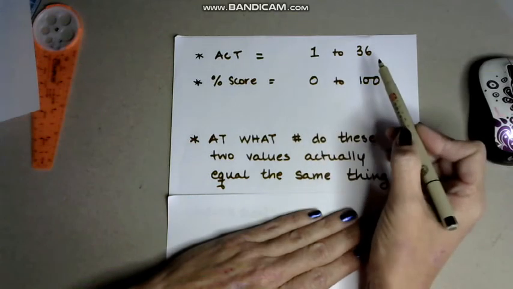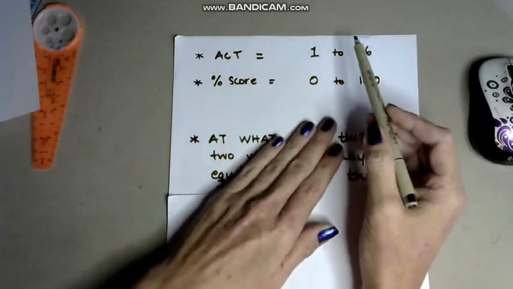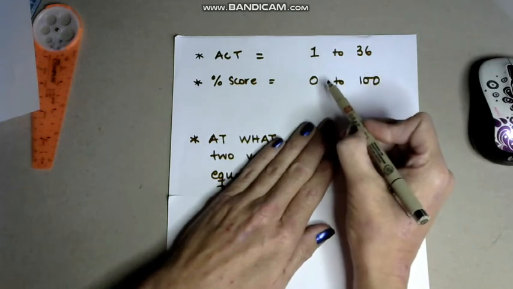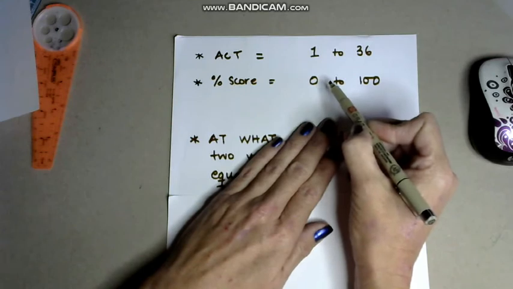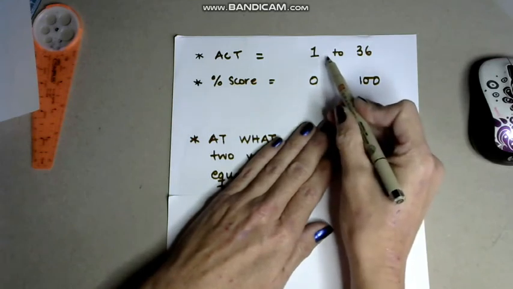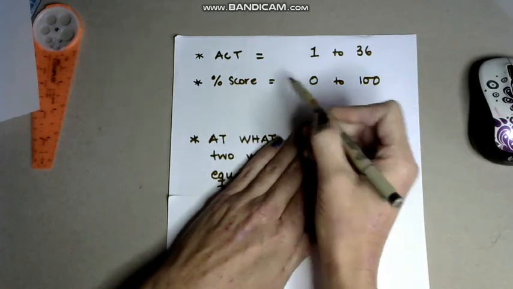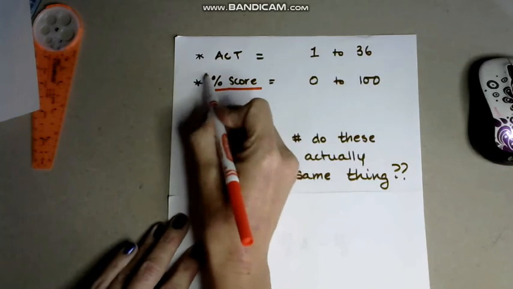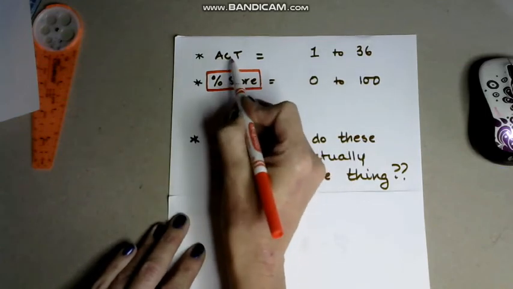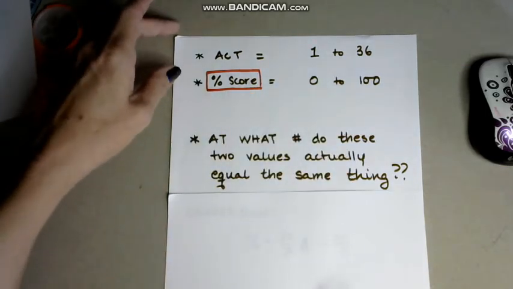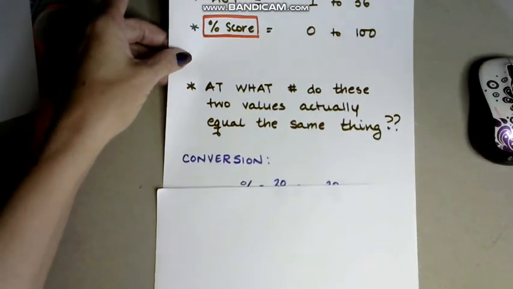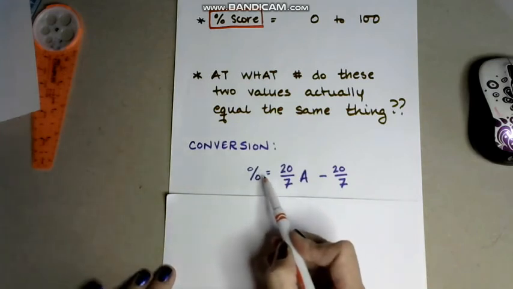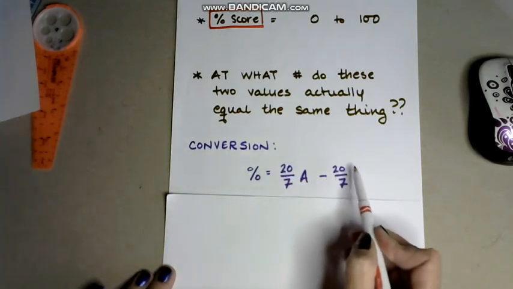So if I pretend I made a 20 on the ACT, does that mean a 20% score? Let's calculate what the score on the ACT is that actually corresponds to the proper percentage, if that makes sense. There is one score at which the ACT actually equals that percentage. With a little bit of clever math, you can figure out the equation. It is that your percent score equals 20 over 7 a minus 20 over 7.